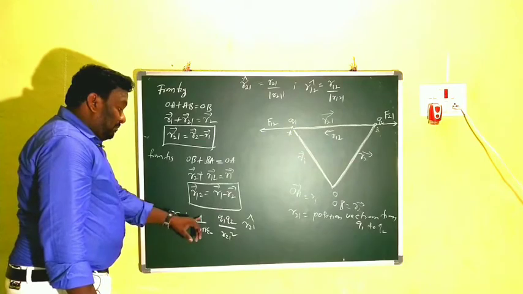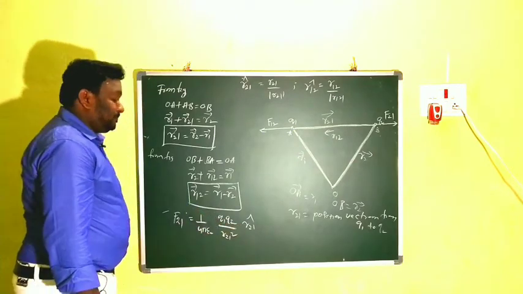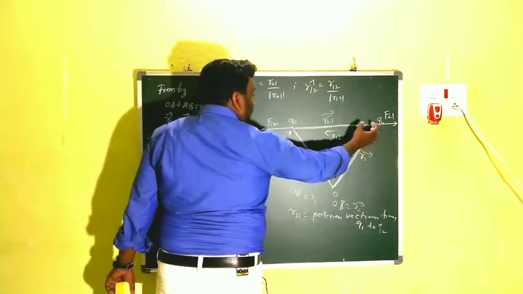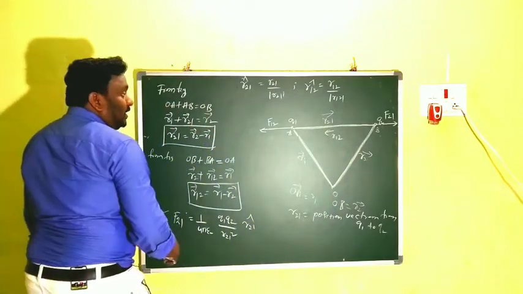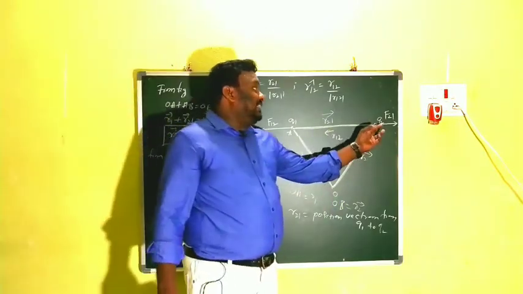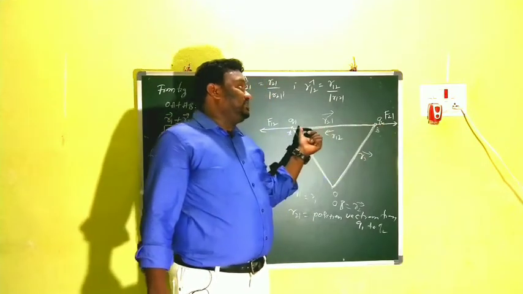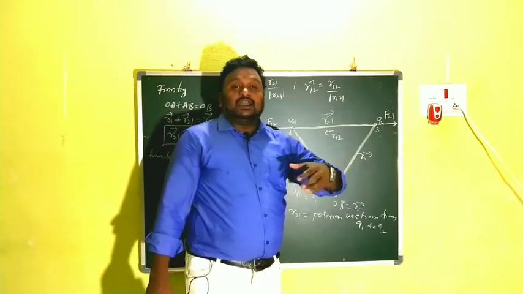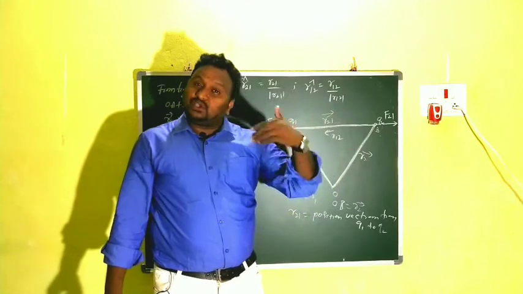F21 is equal to what? 1 by 4 pi epsilon into Q1 Q2 by R square. Here F21 means what? I am writing here F21. F21 means force acting on the second charge by the first charge. Clear? I told so many times, F21 means force on Q2 by Q1.